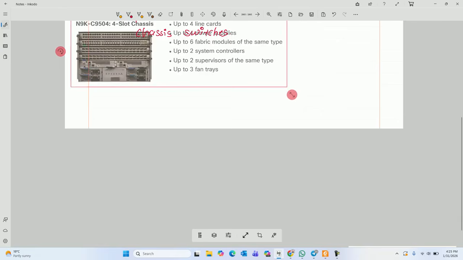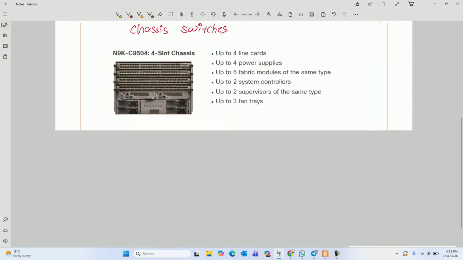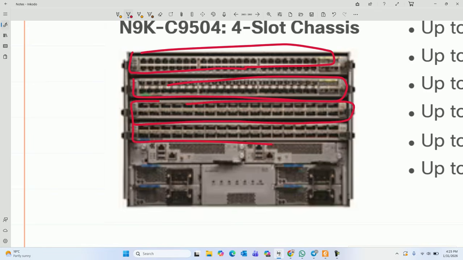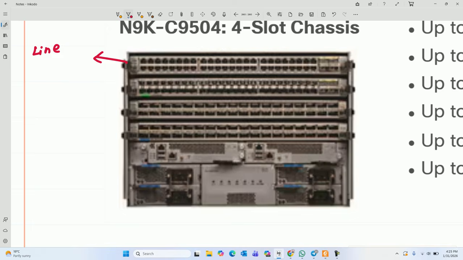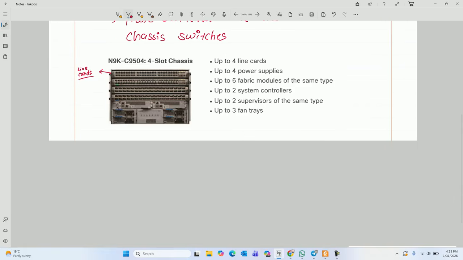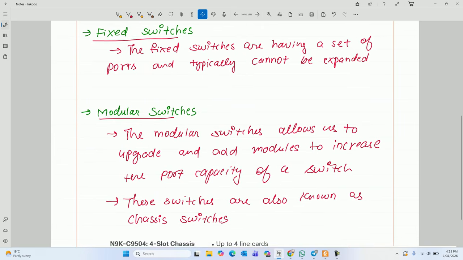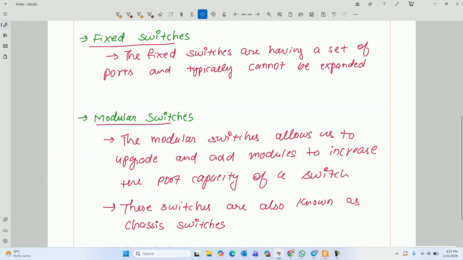We can add modules to them as per the requirement. Here, you see that this is a chassis. Inside this chassis, you have installed one switch, this one, 2, 3, and 4. So we have 4 switches here, right? And in case of chassis switches, we don't call them switches, we call them line cards. So these types of switches are known as modular switches. I hope this part is clear to everyone. Any challenge between fixed switches and modular switches?